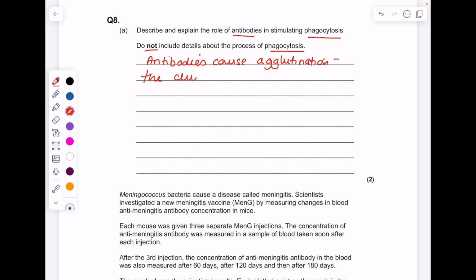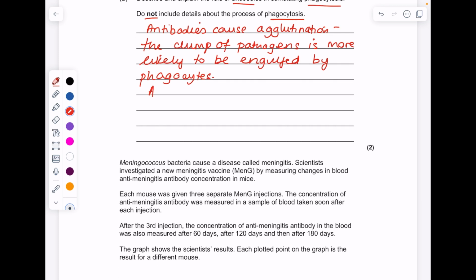So the clump of pathogens is more likely to be engulfed by phagocytes. Antibodies also act as opsonins, which make it easier for the phagocytes to recognise the pathogens.